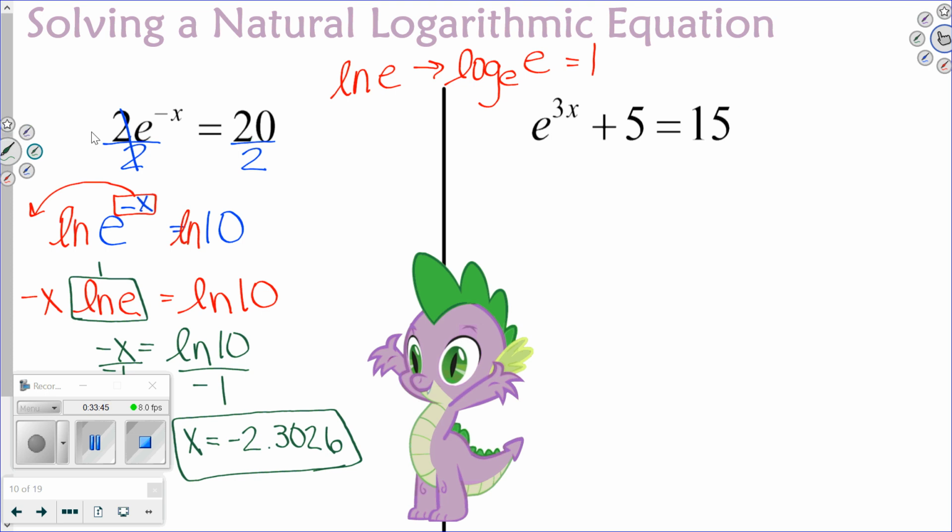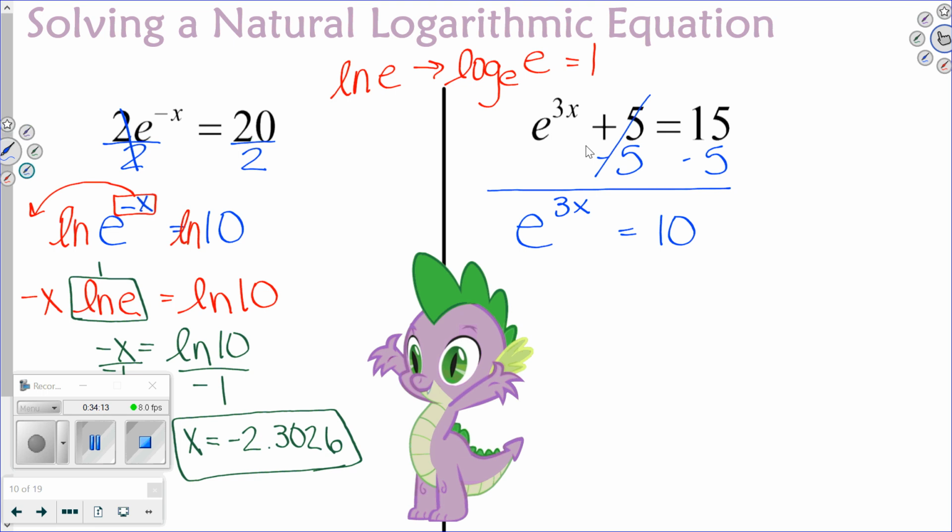All right, let me give you guys a couple minutes. I want you to do the next one on your own. e to the 3x plus 5 equals 15. All right, guys, what's the first thing you did? Yeah, we'll subtract the 5. So we have e to the 3x equals 10. Did I isolate everything I could? Or do I need to move something else away?